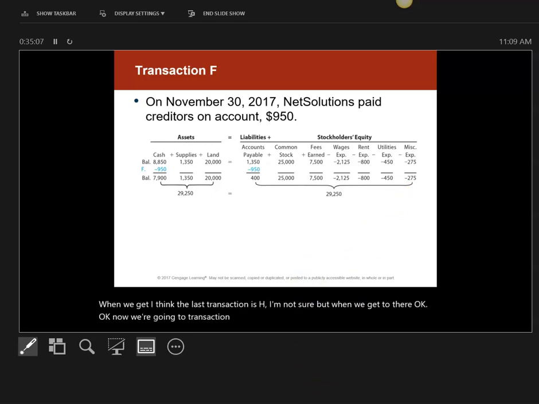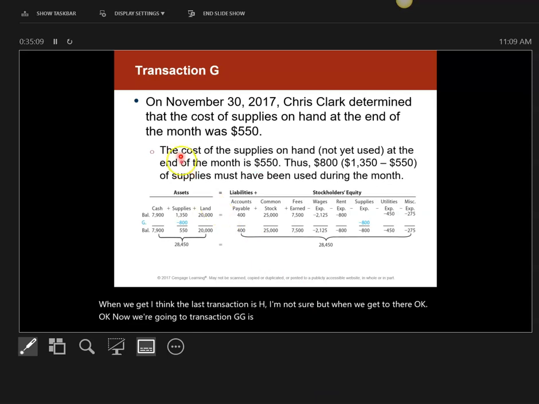G is the hardest transaction. On November 30th, Chris Clark determined the cost of supplies on hand at the end of the month was $550. So what that means is I bought $1350 at the beginning, and at the end of the month, I only have $550 left on the shelf. So I need to subtract the 2 numbers. My beginning minus what's left over means I used $800.